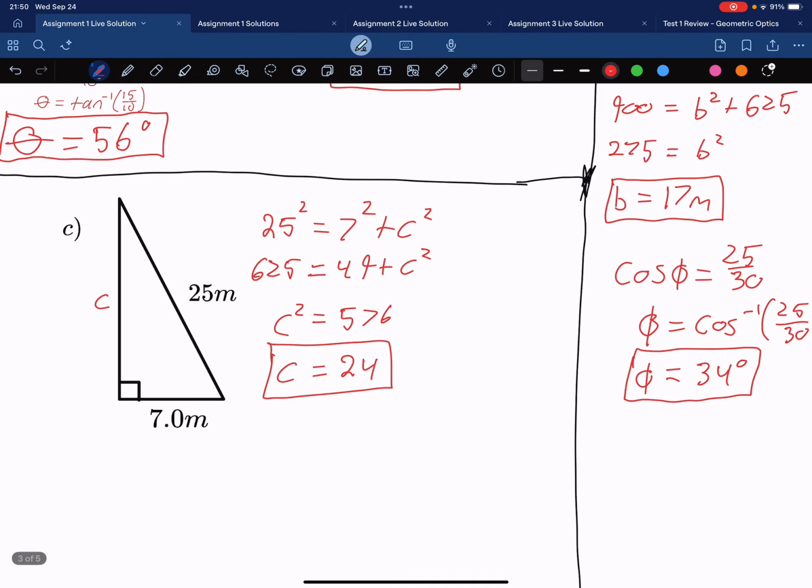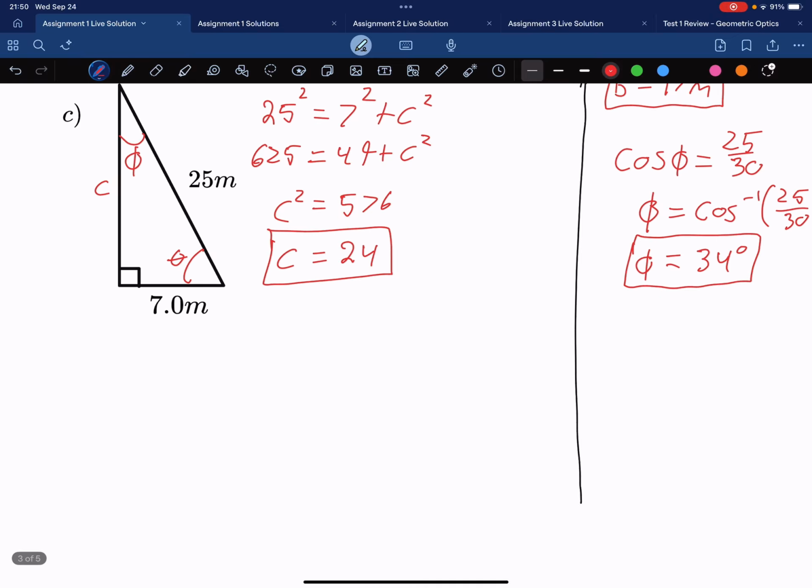Okay, I will call this angle theta, this angle phi, and this time I said I would use sine. So let's use the sine of theta first. Now sine is opposite over the hypotenuse when you look at SOHCAHTOA. In this case, the opposite is the 24 we just calculated, 24 over our hypotenuse of 25.